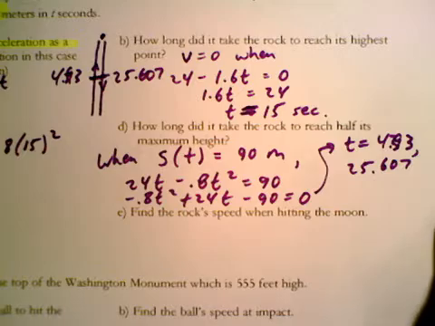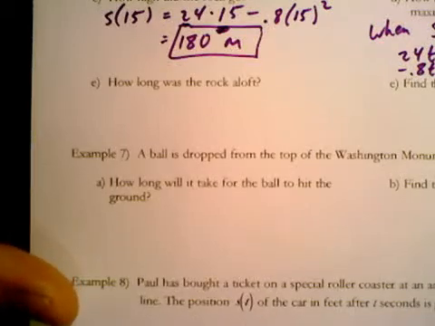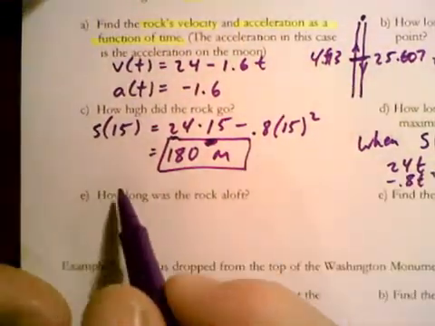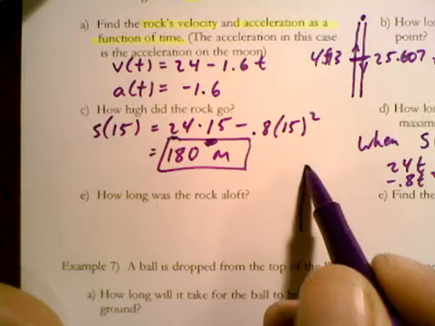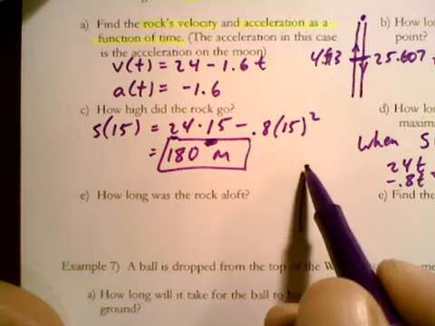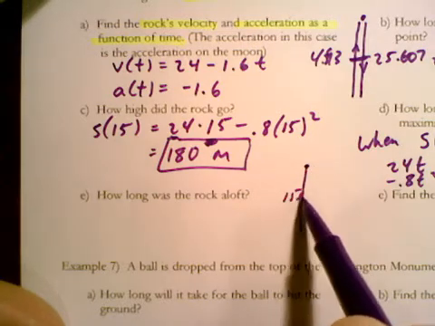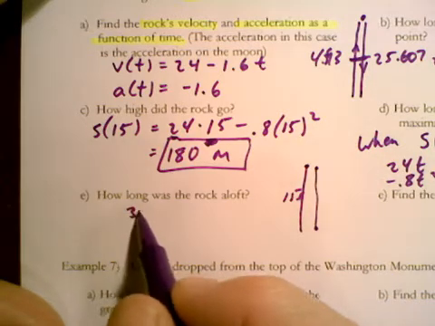How long was the rock aloft? Well, what do we have to solve for? What do we want to know? We want to know S of t. It took 15 seconds to reach the height above the surface of the moon. So if it took 15 seconds to get up, then it's going to take 15 seconds to come back down, and so we would say 30 seconds.